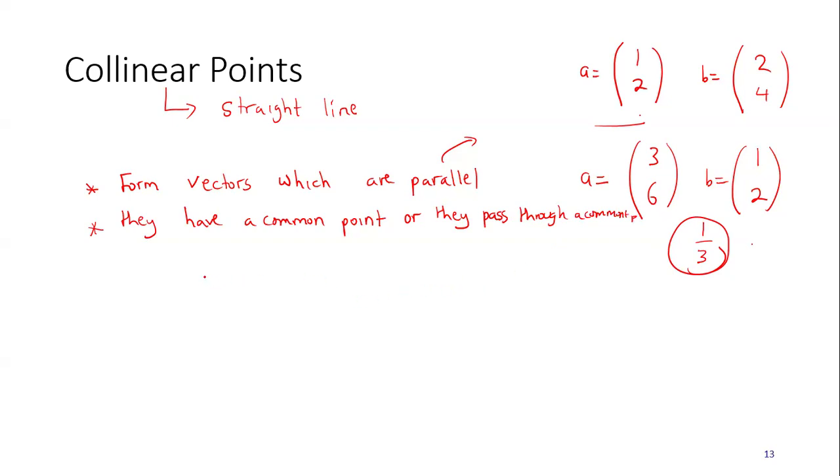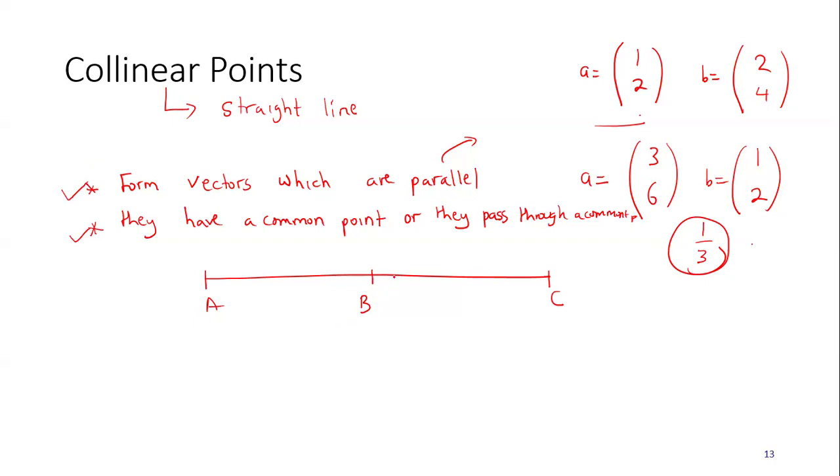Take an example. If I have these are my 3 points. This is point A, this is point B, and this is point C. Now, for me to prove that these points lie along a straight line, one of the conditions is that they must have a common point. Number 2, they must be able to show that they are parallel. So how do we show that they are parallel? We have said that for any two vectors to be parallel, one must be a scale multiple of the other. One must be a multiple of the other.